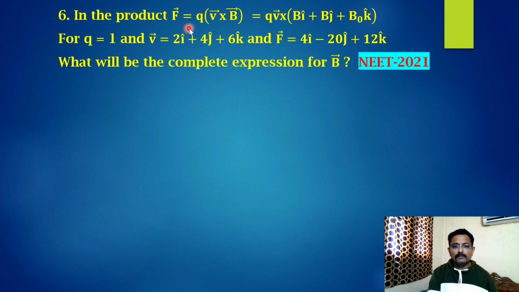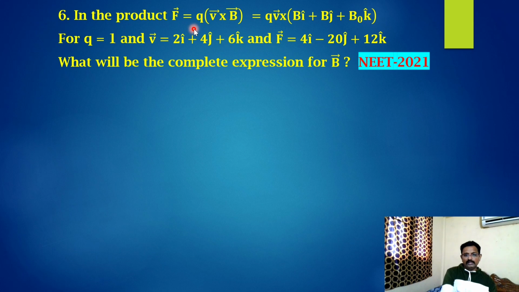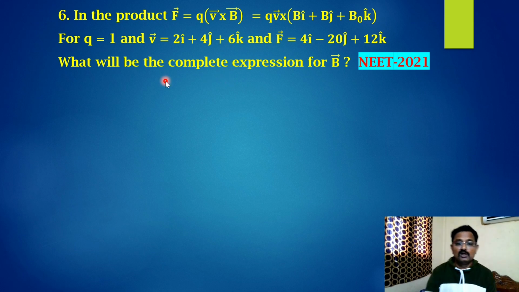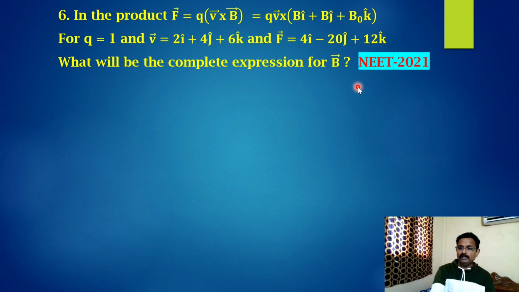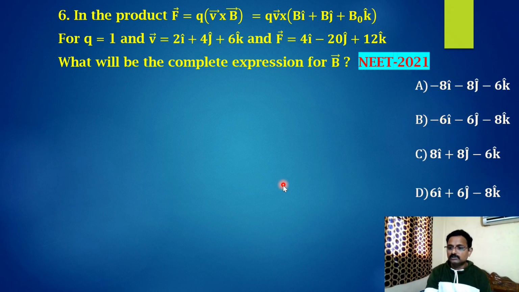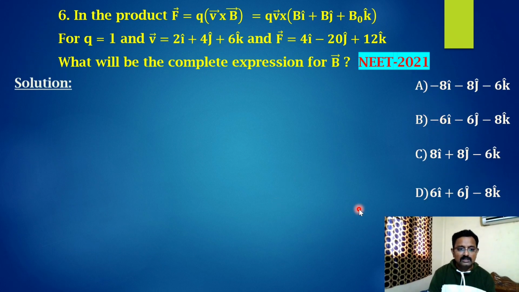Here the sixth question: in the product F is equal to Q into V cross B, that is Q V cross bracket of B i cap plus B j cap plus B naught k cap, for Q is equal to 1 and V equal to 2i cap plus 4j cap plus 6k cap, and F is equal to 4i cap minus 20j cap plus 12k cap, what will be the complete expression for B? It was given in NEET 2021. Here are the options. From these options, we have to identify the correct answer.